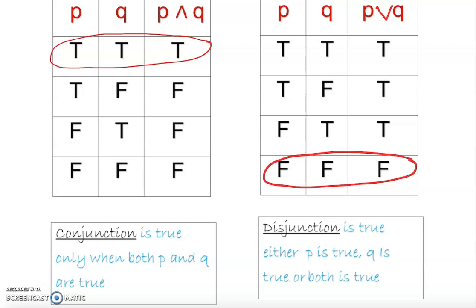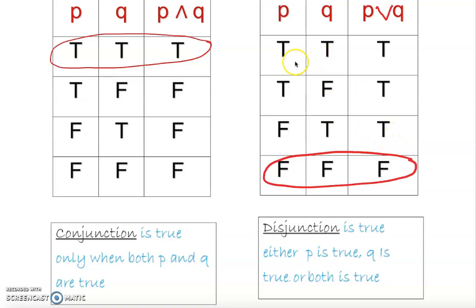Again, and means intersection: both have to happen at the same time. Or means they can happen simultaneously, two events can happen at the same time. If none of them is happening, of course it's false. If one is happening, it's true.